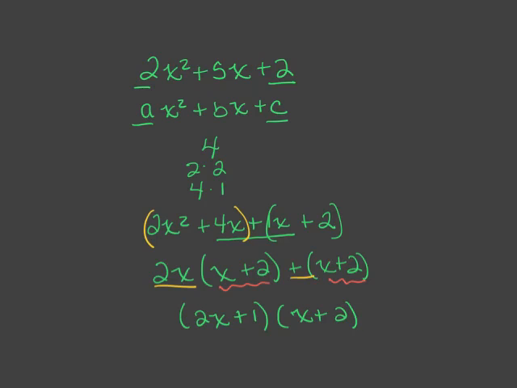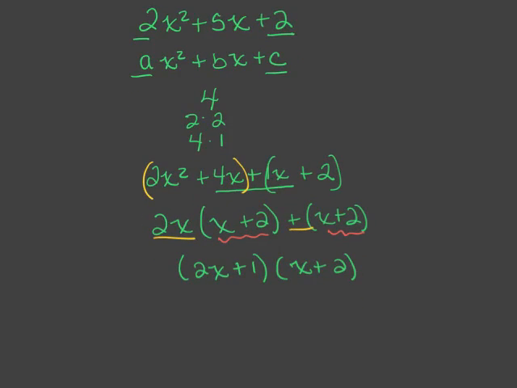And again, I can check my answer by going back and multiplying the two binomials to see if I get the original trinomial. So 2x times x is 2x squared. That's the first terms. The outer terms leave me with plus 4x. The inner terms leave me with plus x. And the last terms leave me with plus 2, which then results with a 2x squared plus 5x plus 2, and that matches the original trinomial. So my answer is here.